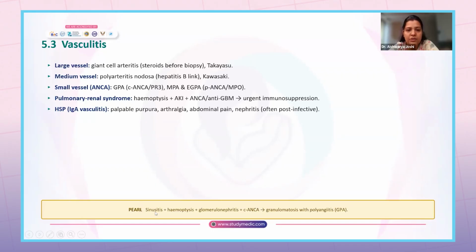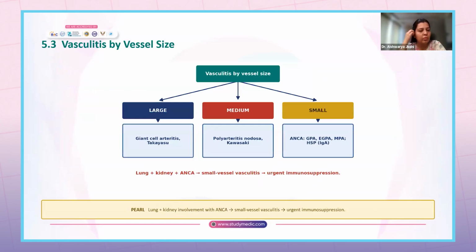There is a poll here: presence of sinusitis indicating upper respiratory tract, hemoptysis indicating lower respiratory tract, glomerulonephritis, and C-ANCA. It is granulomatosis with polyangiitis, which is a pulmonary renal syndrome. So whenever there is an acute involvement, sudden onset in the patient, the treatment starts with steroid.